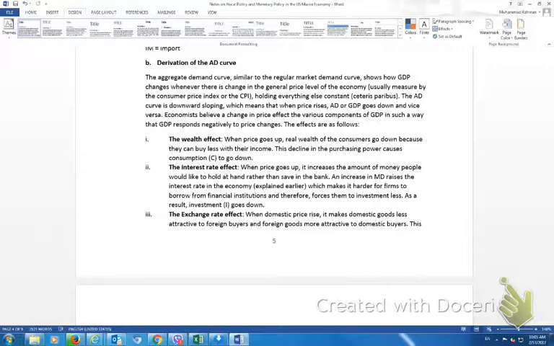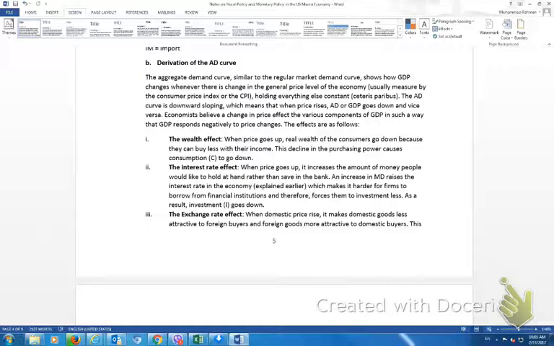When the price goes up, as we have learned in our money demand, money supply model, it is going to increase our demand for money. So the money demand curve will shift to the right. And if the money demand curve shifts to the right, it will raise the interest rate of the economy.